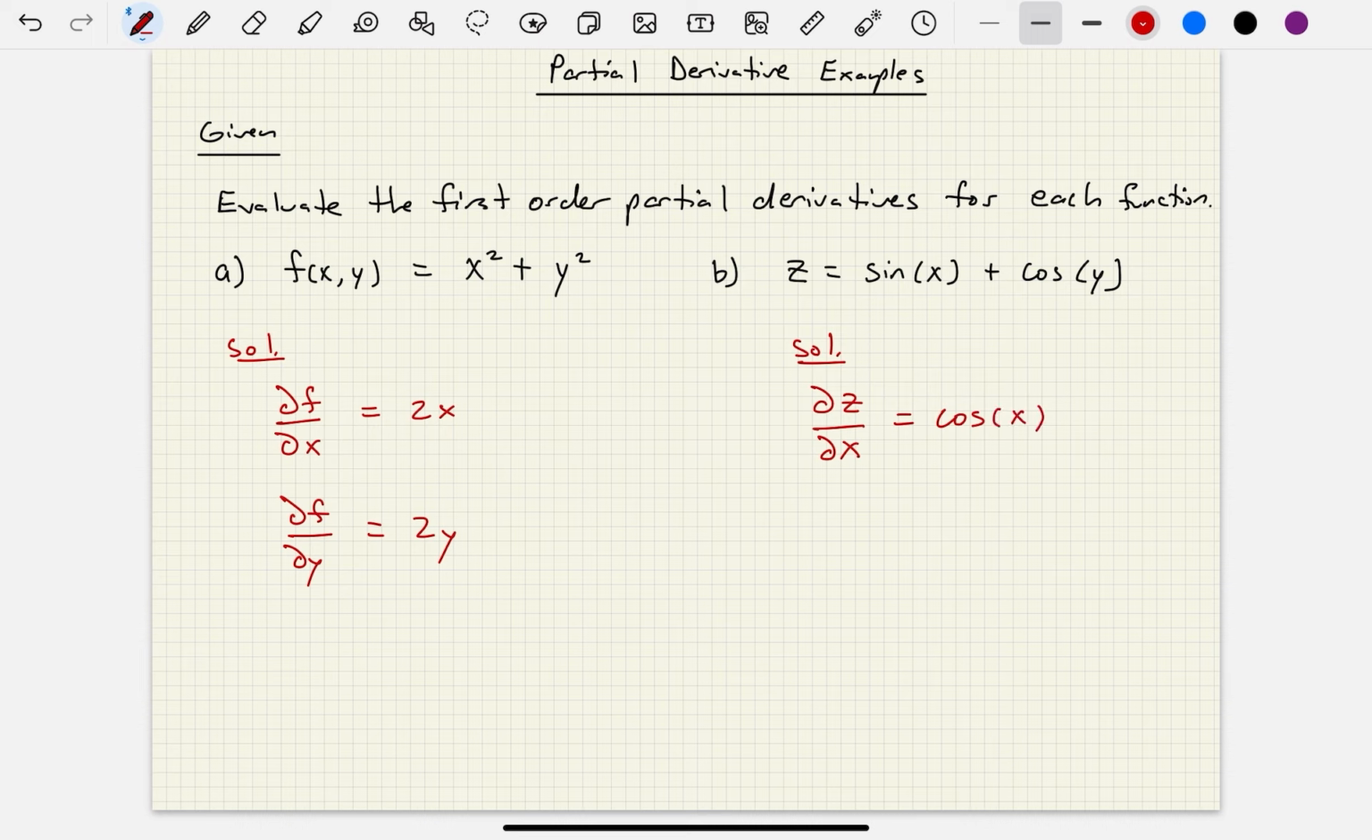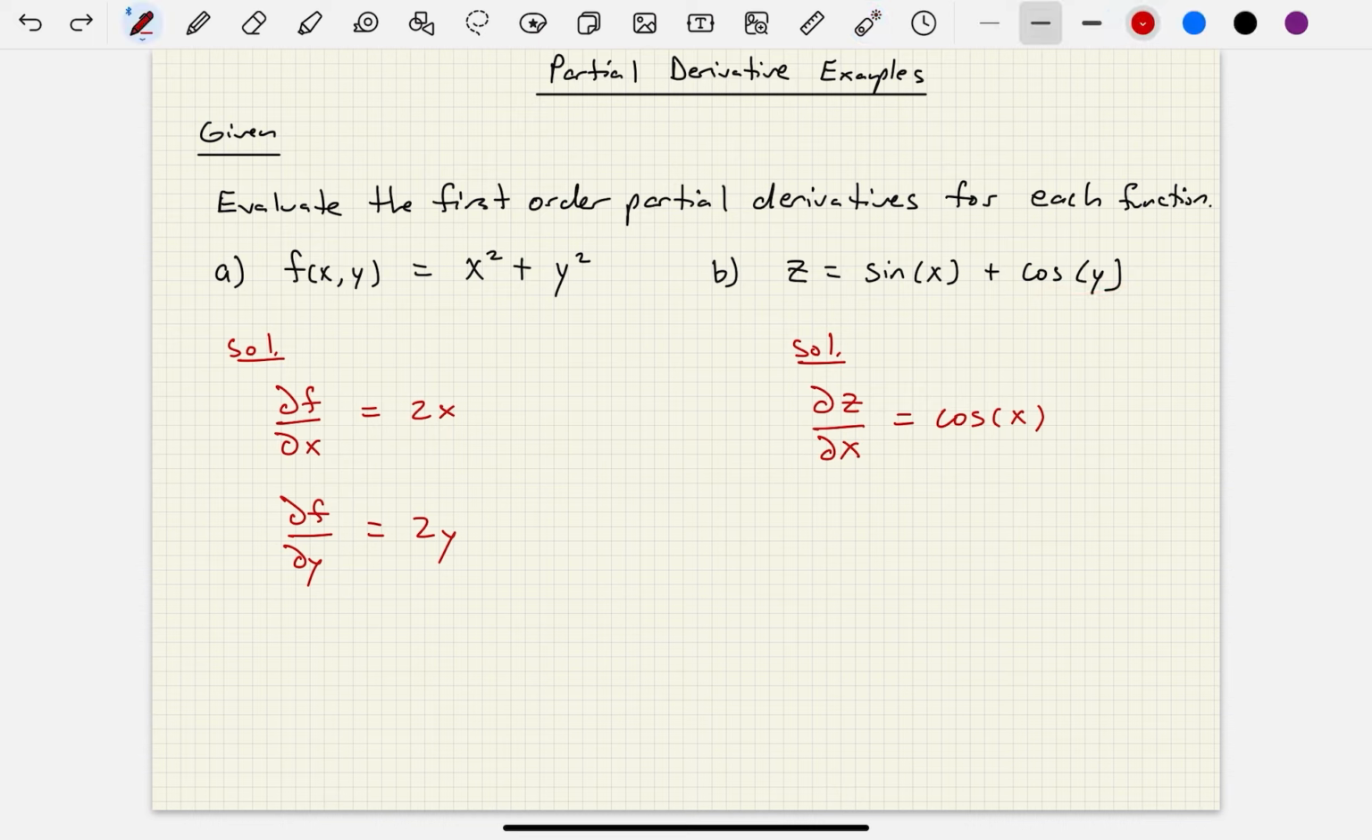Now, what about the cosine y term? Well, when we differentiate with respect to x, the y term is going to be treated as a constant. So what happens if we take the derivative of a constant? Well, it goes to 0. We saw that in the previous example here.